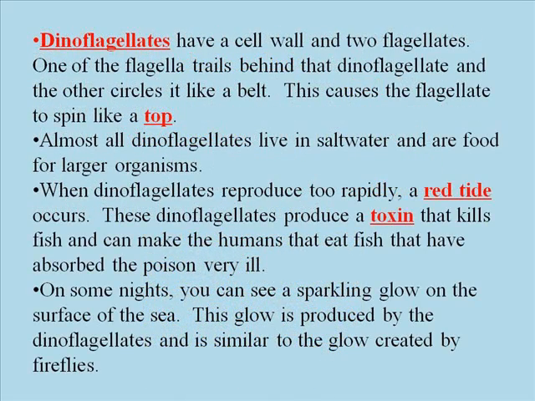The third type of plant-like protists that we're going to talk about are called dinoflagellates. These are going to have a cell wall and two flagella. One of the flagella is going to trail behind it like a tail. The other is going to wrap around it almost like a little belt. So as the tail behind it pushes it forward, the flagella around it, like a belt, is going to cause it to spin. So it's going to look like a little spinning top as it goes through the water.